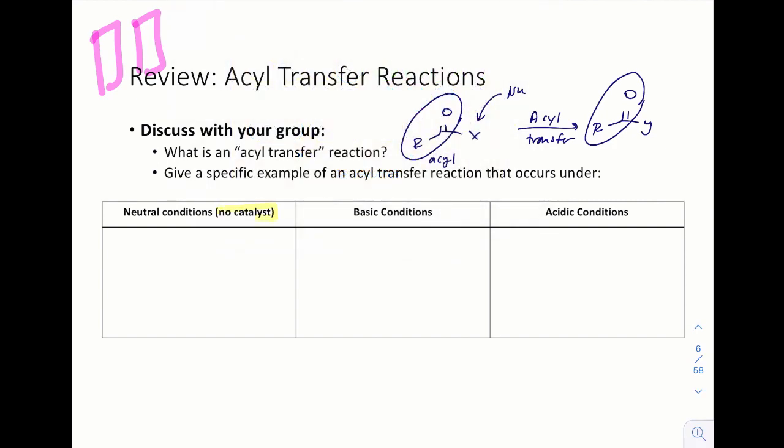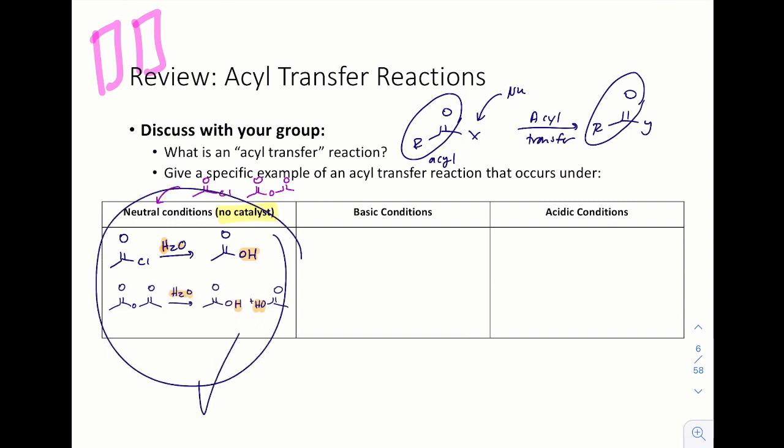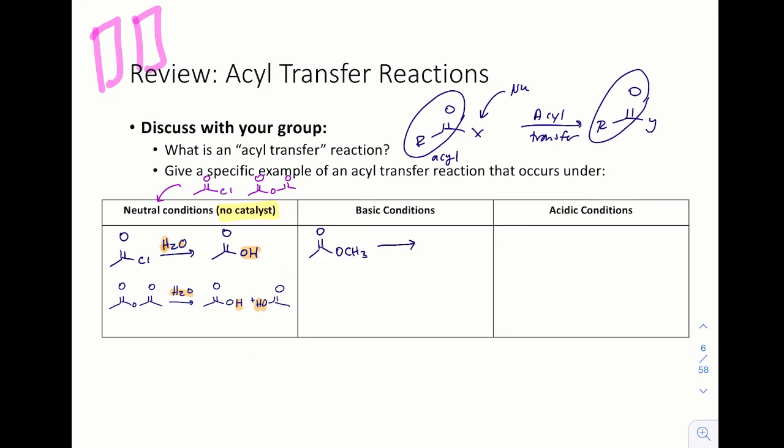Neutral conditions means that there's no catalyst involved in the acyl transfer reaction. Neutral conditions are observed only for the most reactive acid derivatives, which are acid chlorides and acid anhydrides. An example of a reaction of an acid chloride under neutral conditions would be the hydrolysis to generate carboxylic acids. A similar reaction occurs to anhydrides under neutral conditions. Two examples. Bonus.